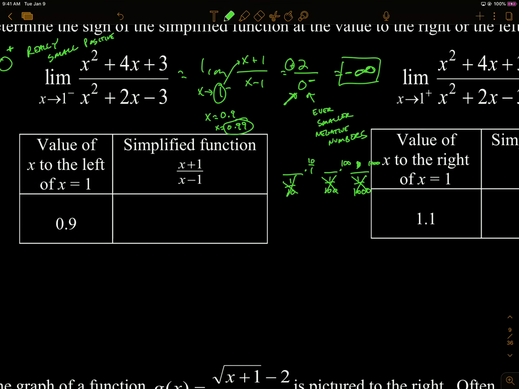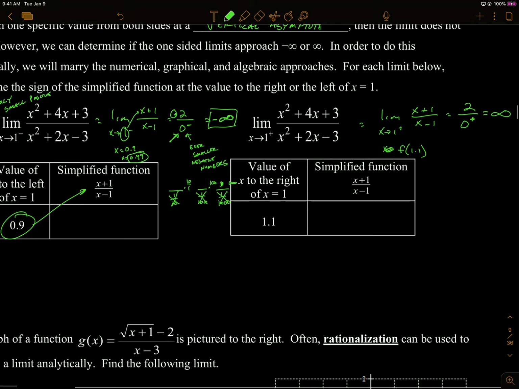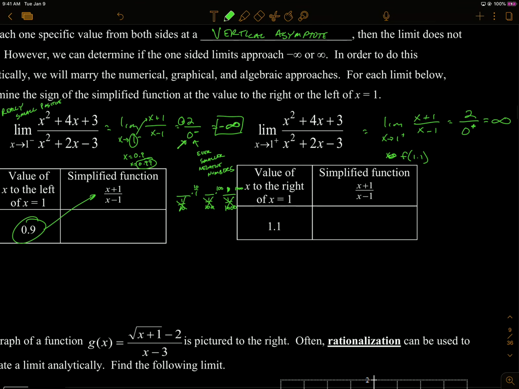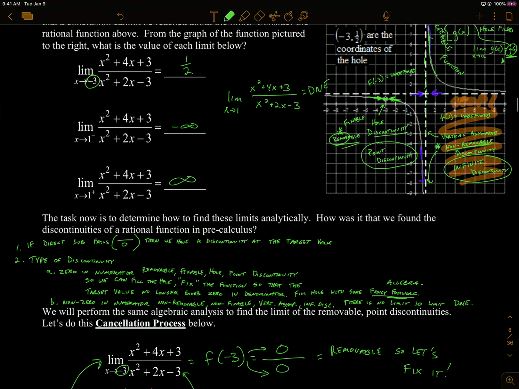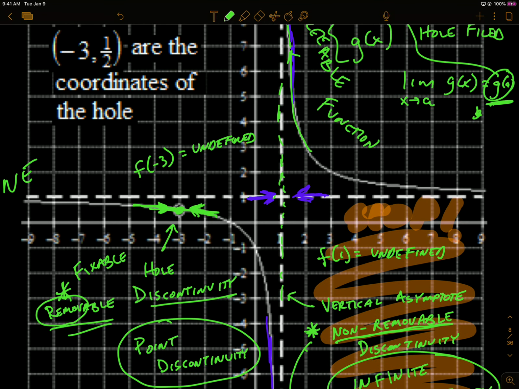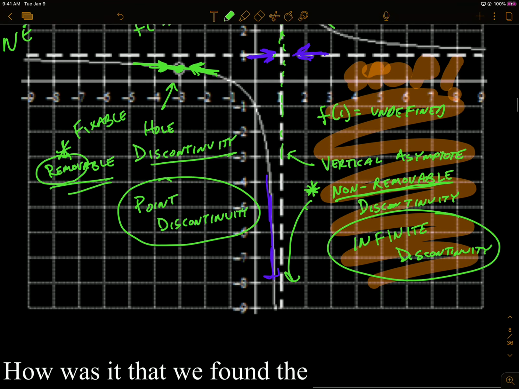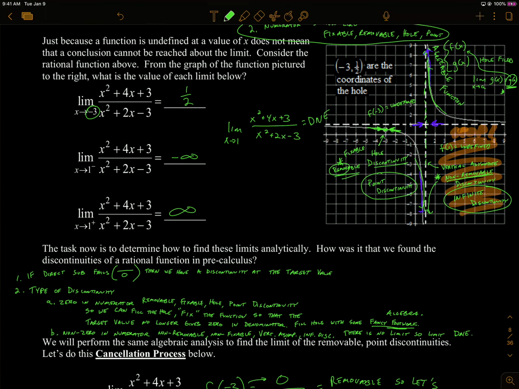So this method here, it's the same thing. Take the simplified function, plug in 0.9. I like to really explain it a little more than just doing that so you understand what's going on. So the limit from the right is infinity. The limit from the left was negative infinity. If we look at the graph, that's what we got, right? From the right, we were going up to infinity. From the left, we were going down to negative infinity.